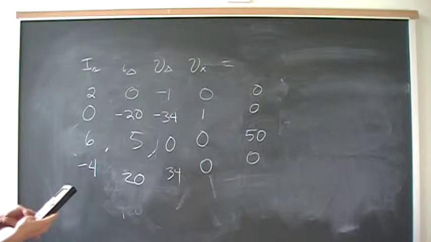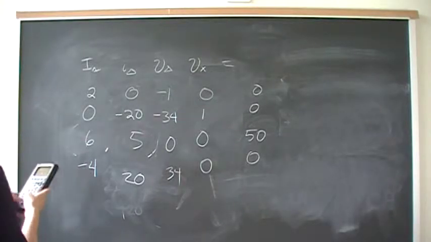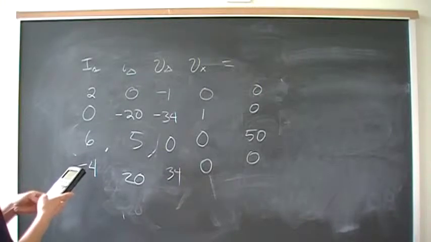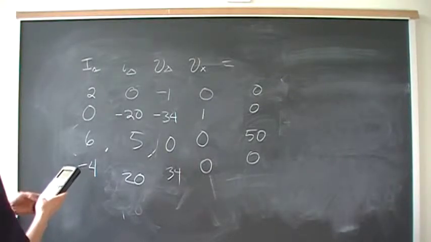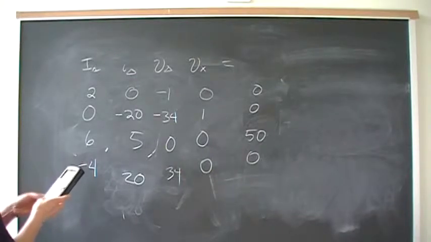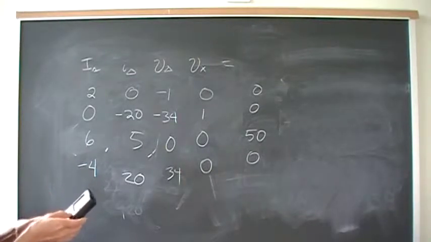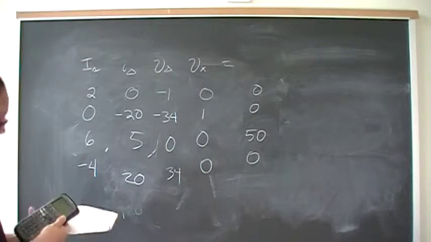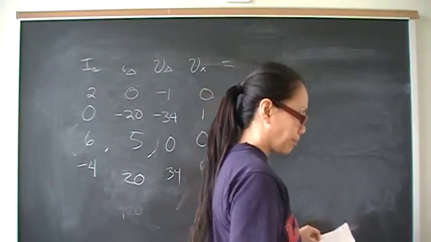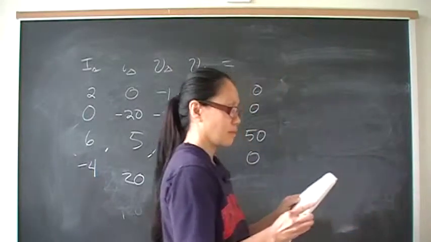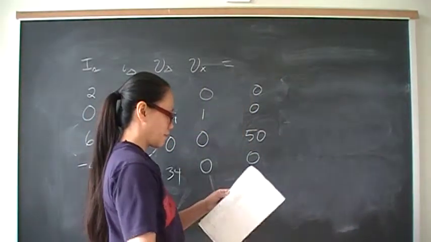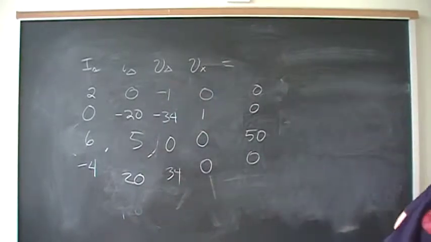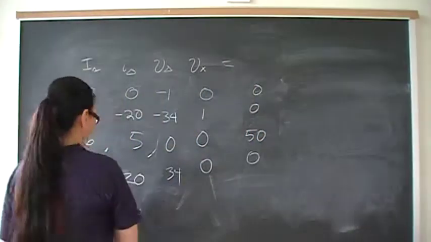Okay, so we want a new matrix, 4 equations and 4 unknowns. 2, 0, negative 1, 0, 0, 0, negative 20, negative 34, 1, 0, 6, 5, 0, 0, 50, negative 4, 20, 34, 0, and 0. Okay, gonna take a second to check to see that's what I got the first time around. Okay, so it checks out.